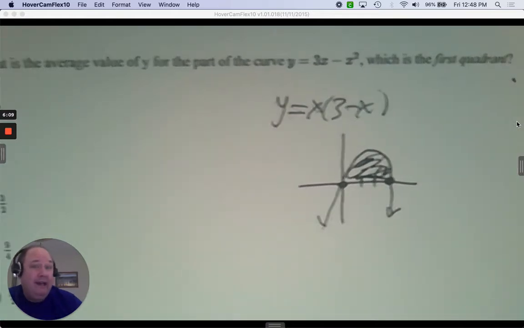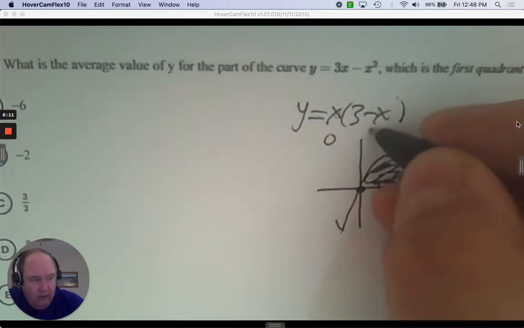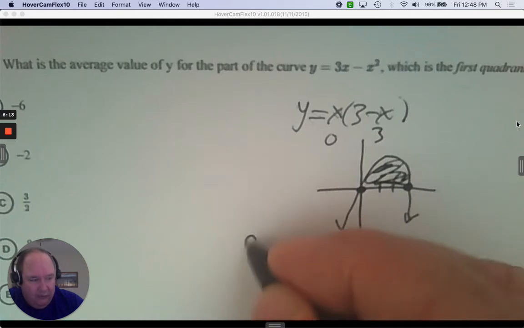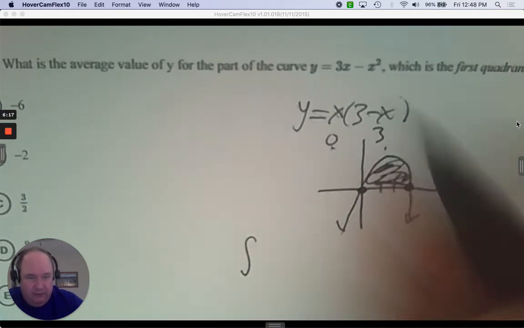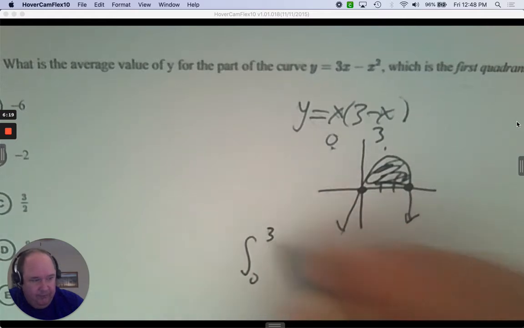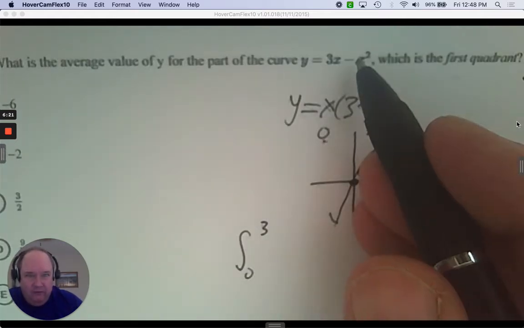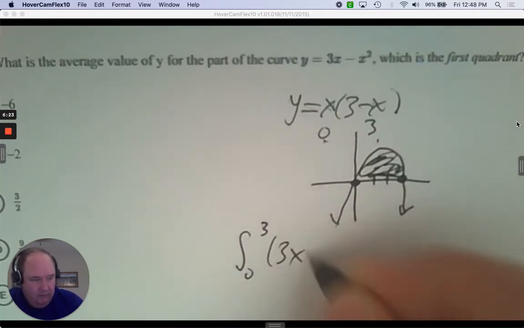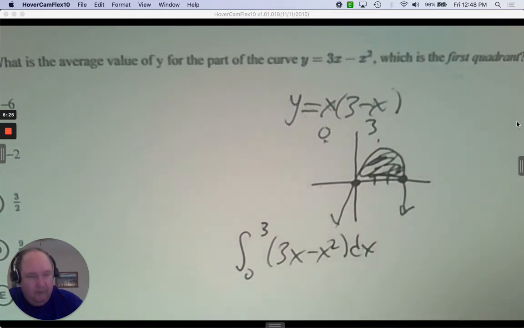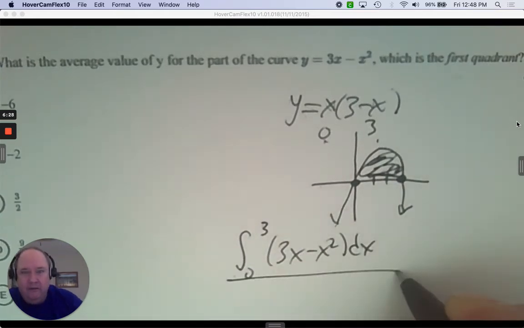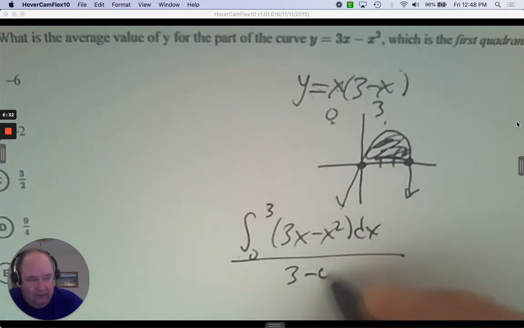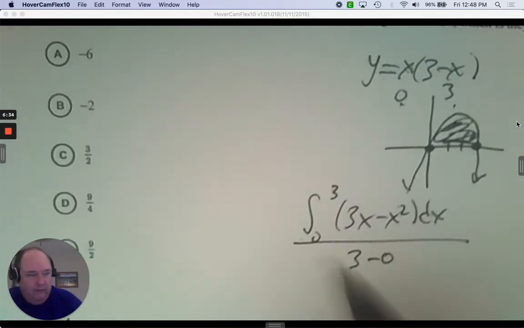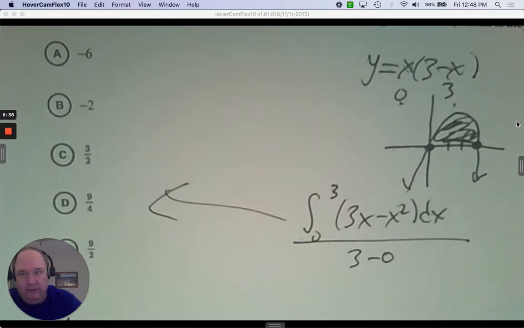What's the average value of that? How do I find average value? So average value is an integration question, and I'm going to integrate from 0 to 3, and I'm going to integrate the function. And then I divide to find the average value. I divide that answer by the difference of the bounds, and then find the answer that matches.